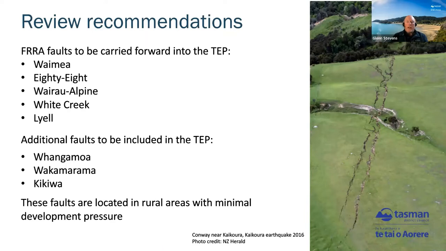In terms of the outcomes, they noted there are a number of faults already in the plan, these being the Waimea 88, the Wairau Alpine, the White Creek and the Lyell faults. They're already in the plan, there are already rules, and Becker have recommended they remain in the plan. But they did note some additional faults that we may want to include in the plan, these being the Whangamoa, the Waka Marama and the Kikawa. Those three faults are quite rural, so we don't anticipate much building or development activity near them, but we felt it was useful to put them in the plan, as it draws attention and puts them out in the public conversation, and if people are aware of these faults, they can make better decisions around them.